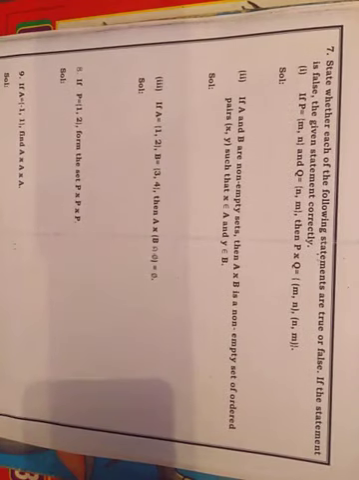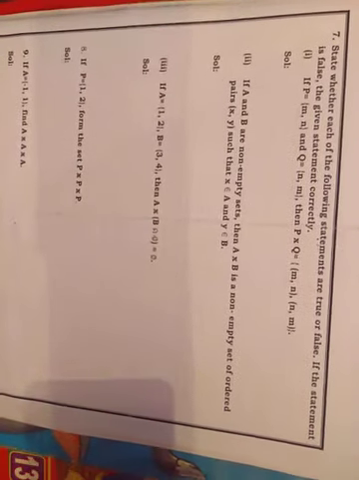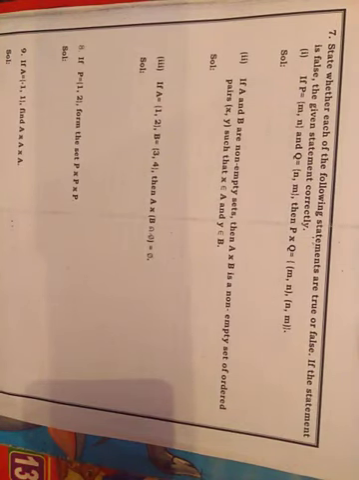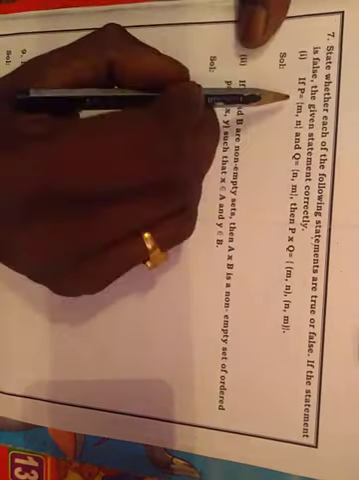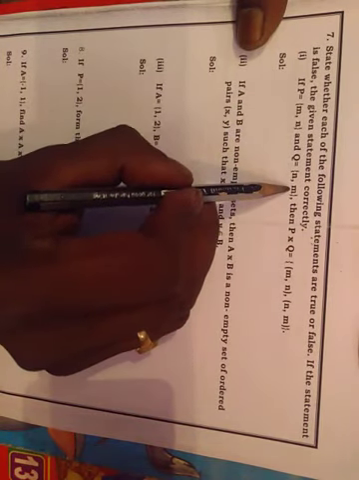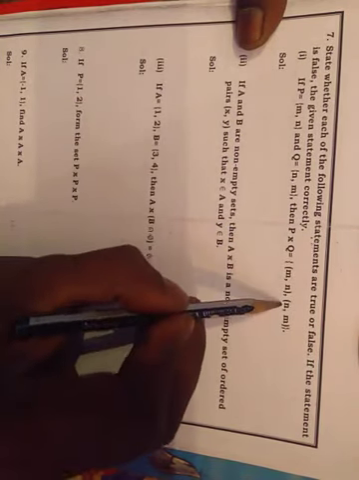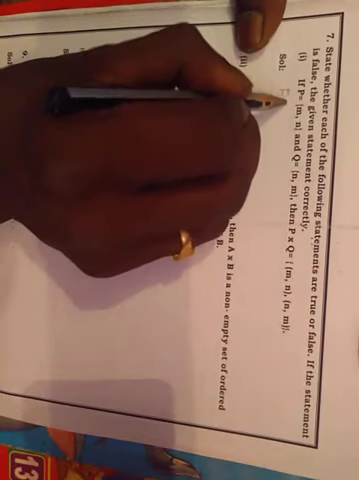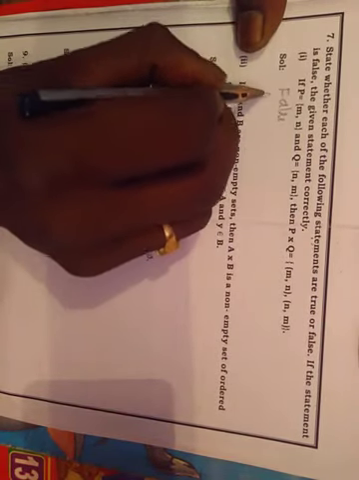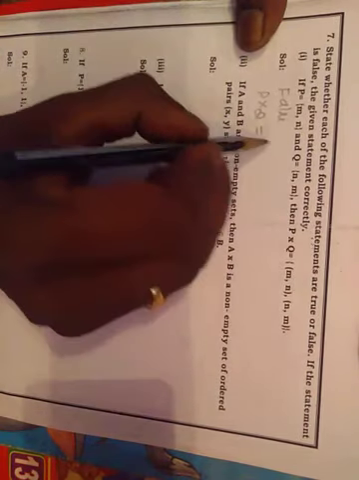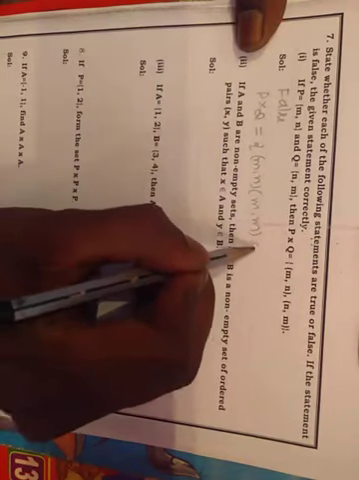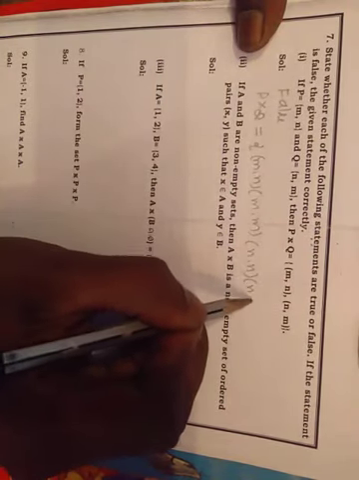Next, seventh one. State whether each of the following statements is true or false. If the statement is false, correct the given statement. P equal to {m, n}, Q equal to {n, m}, then P cross Q is {(m, n), (n, n)}. So it is false, because P cross Q is equal to what happens? (m, n), (m, m), (n, n), (n, m). Okay.